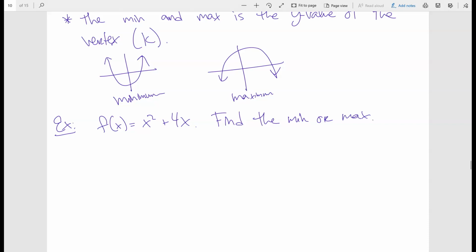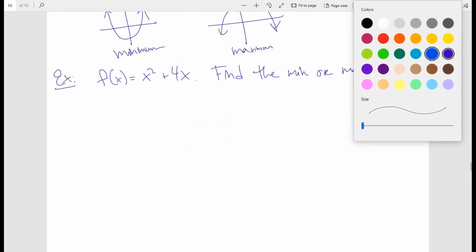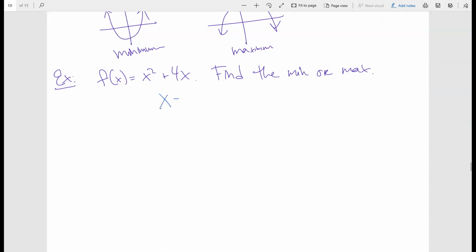Okay, so in order to find the min or max, we need to find the y value. But we can't find the y value because we don't know what the x value is. So the way that we do it to find the min or max is we basically use this x equals negative b over 2a, which is going to give me my h value. And then after I figure that out, I can plug it back into my k value.